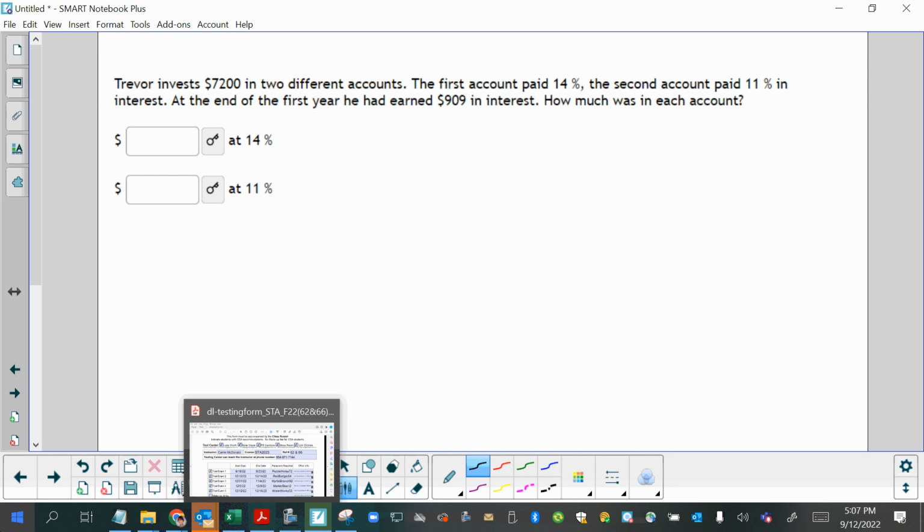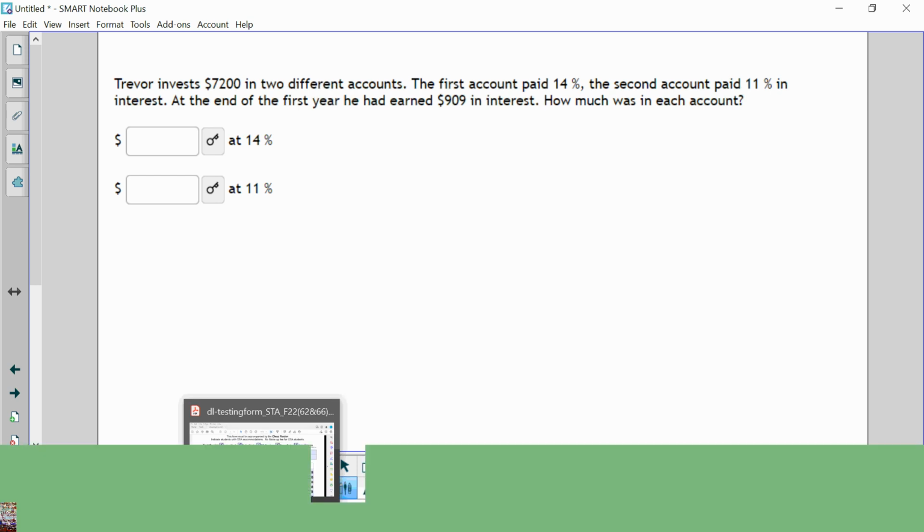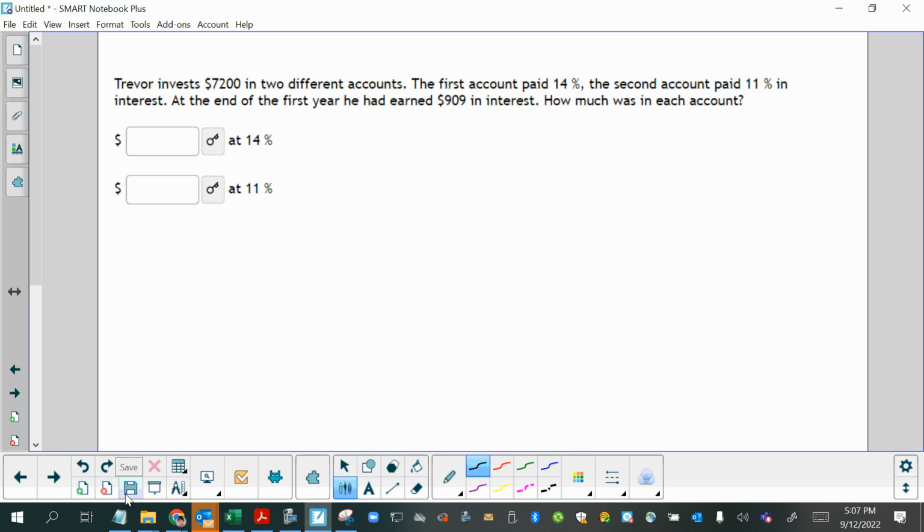Trevor invests $7,200 in two different accounts. The first account paid 14%. The second account paid 11% in interest. At the end of the first year, he had earned $909 in interest. How much was in each account?